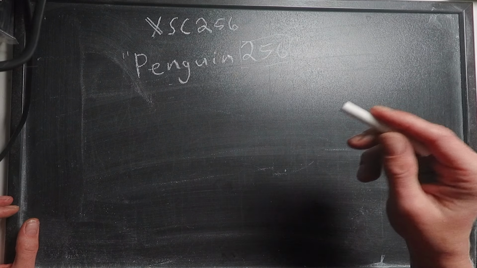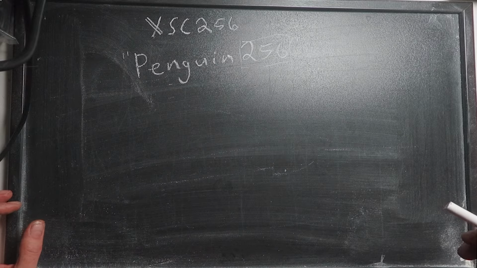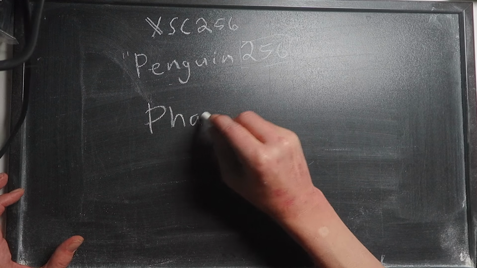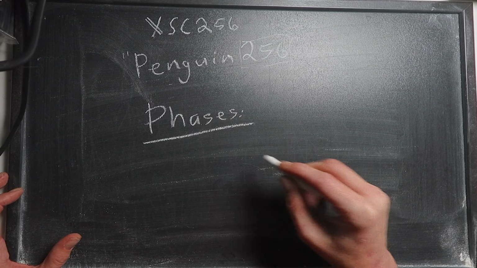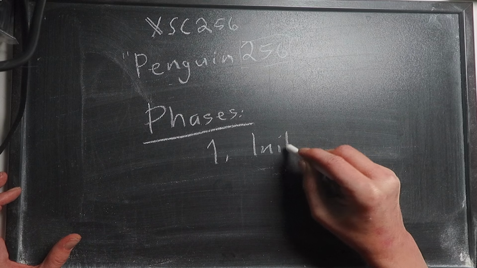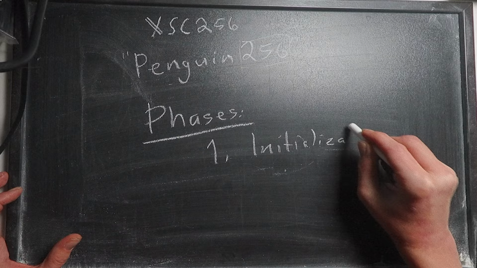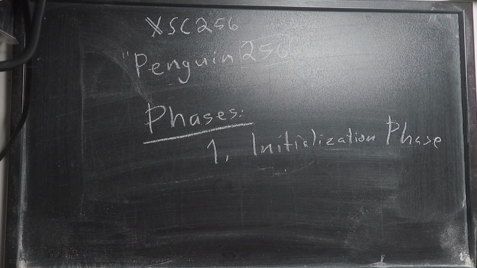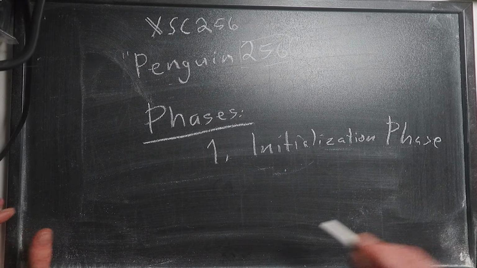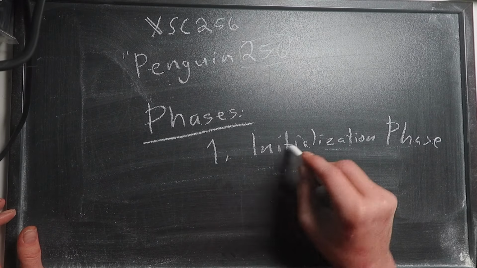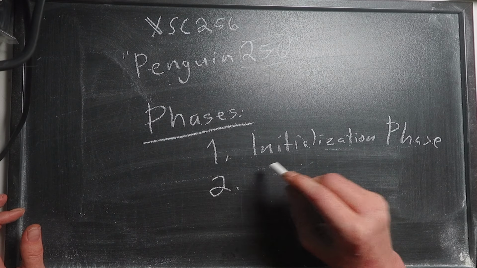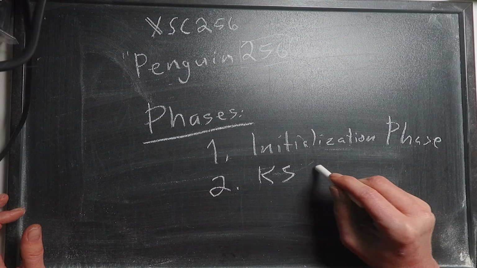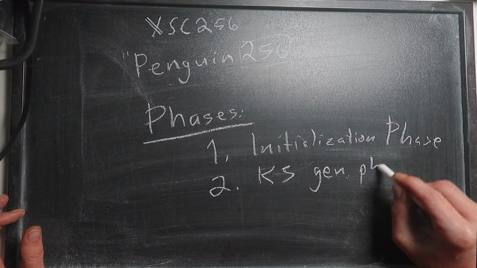Alright, so first off, the cipher has 2 different phases. The first phase is the initialization phase, and that's when the encryption key is looping around and affecting the state. So we have a starting point, so to speak, and I will get into the details. And then when this is done, everything else is the key stream generation phase.